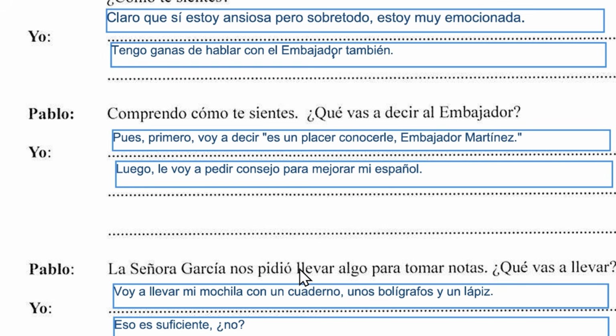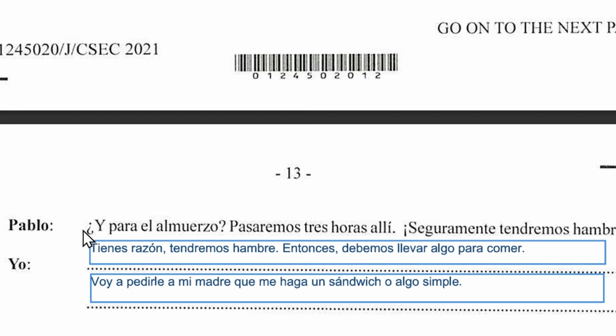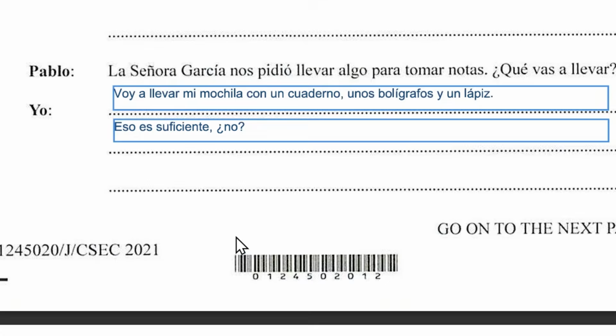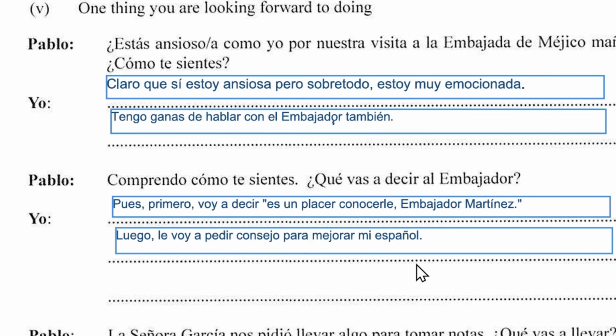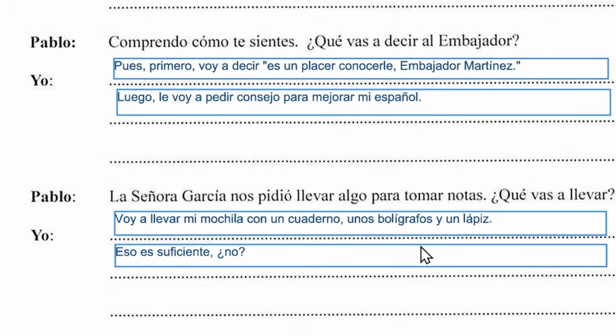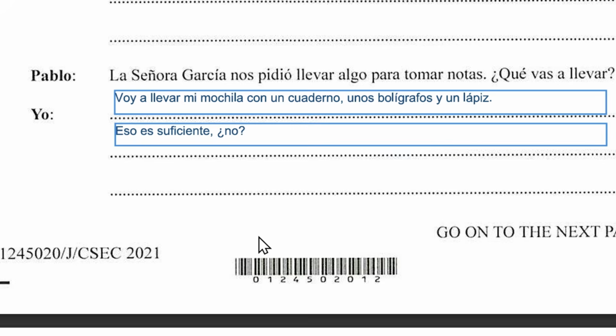Señora Garcia asked us to carry something to take notes. What are you going to carry? And let's look at the next line before I look at the response given, because that's how we have to approach this. And then he said, and for lunch? Okay, so in the instructions, this is another popular mistake. Because this was paired together, organization of items you will take, including lunch. Something that students like to do is to include everything on one line because it was included in one line here. But if we looked at how it is distributed throughout the dialogue, we would have realized that we are to state what we're bringing here, and then we're to talk about lunch in the next line.